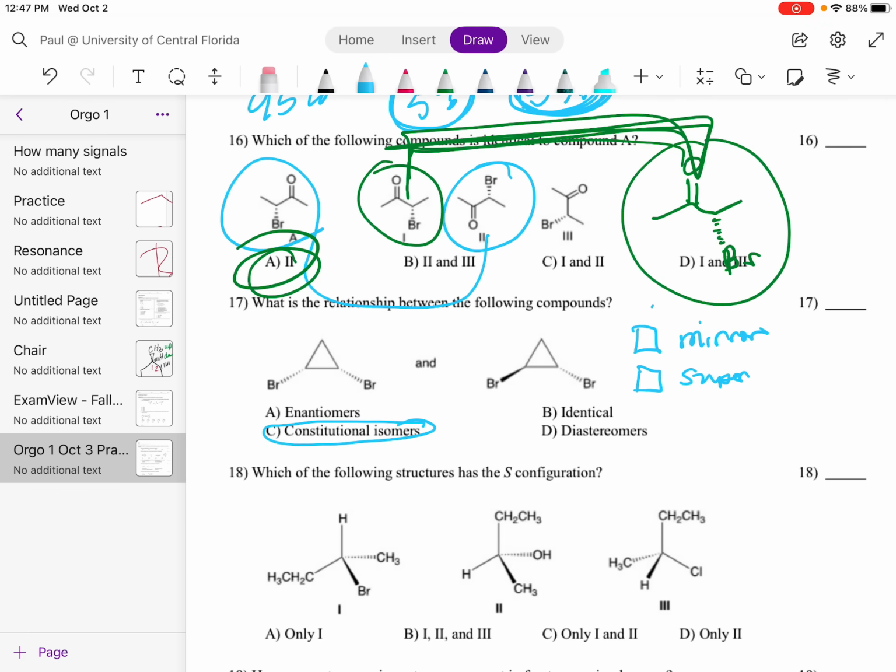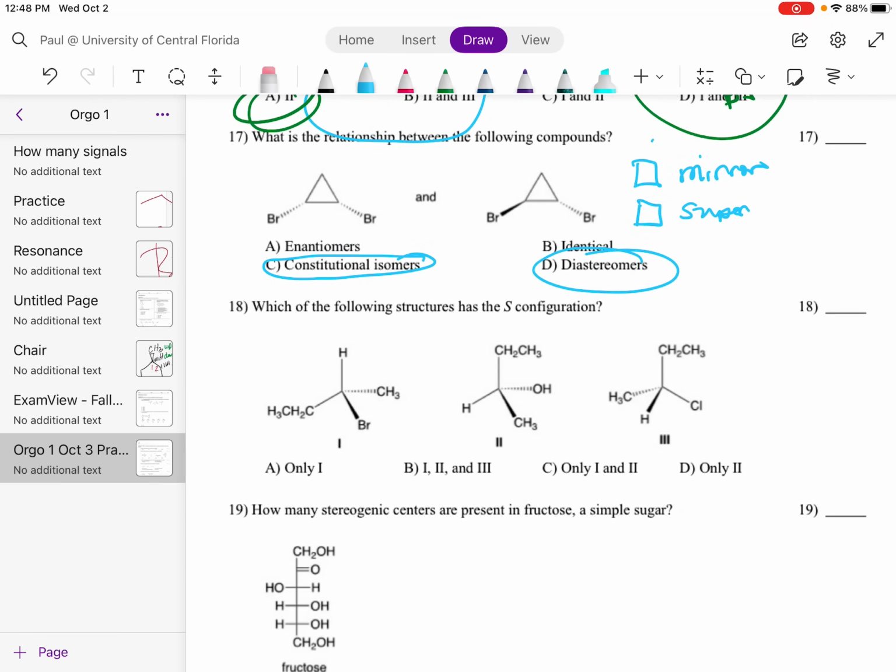Yes, they have the same molecular formula, but they also have the same connectivity. So they're not constitutional isomers. Constitutional isomers have the same molecular formula, just different connectivity. So the correct answer here is diastereomers because there's no mirror image and they're not superimposable.